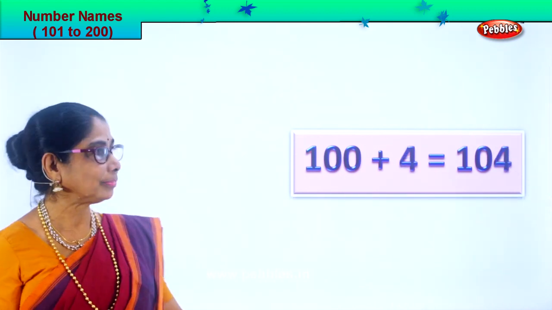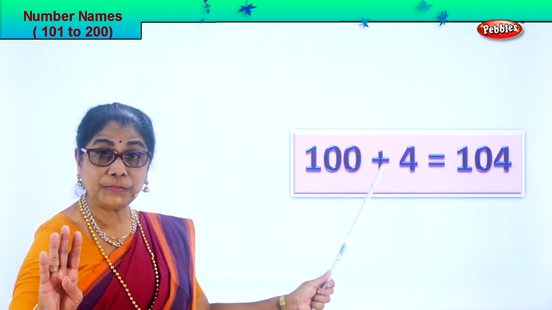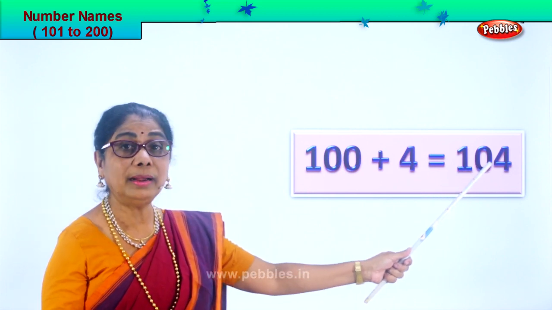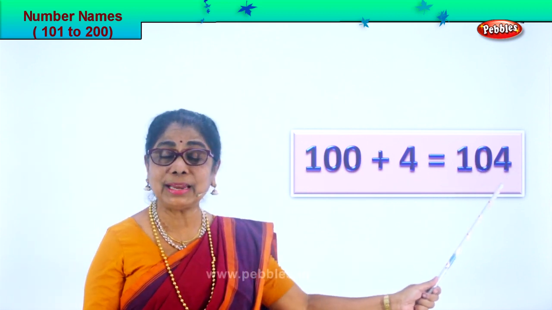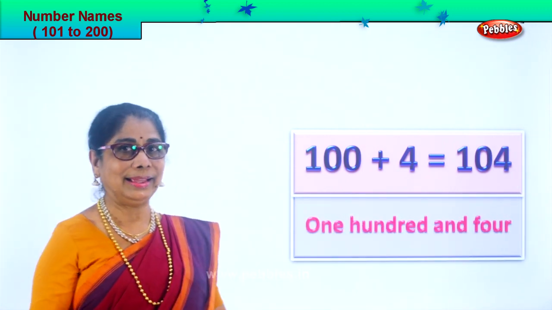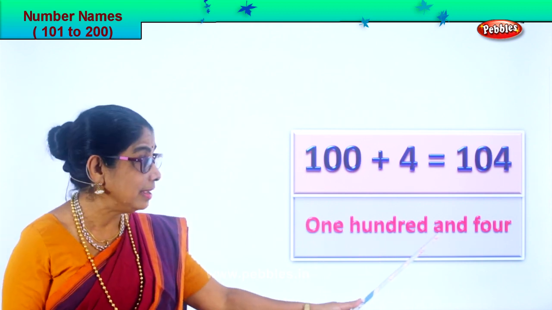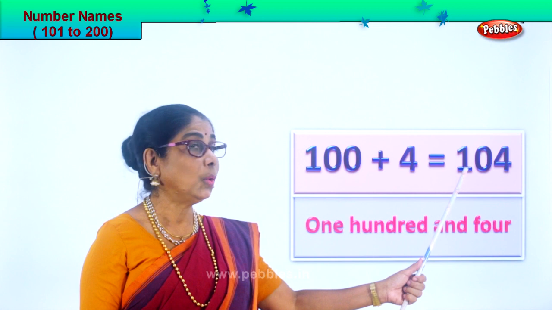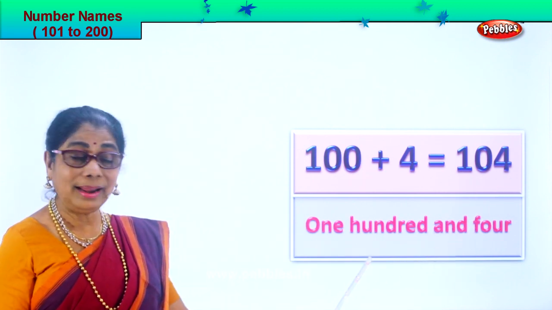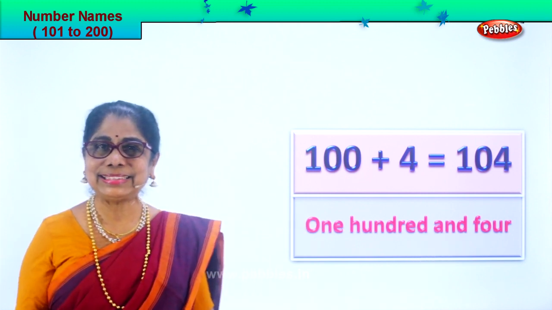See what you have. 100 plus 4 equal to 104. How do you read this number? 104. And you write this as 104. Nice? Good. Let's take the next number.